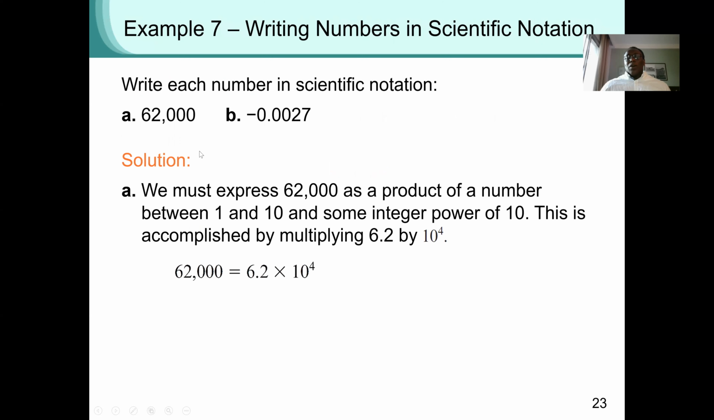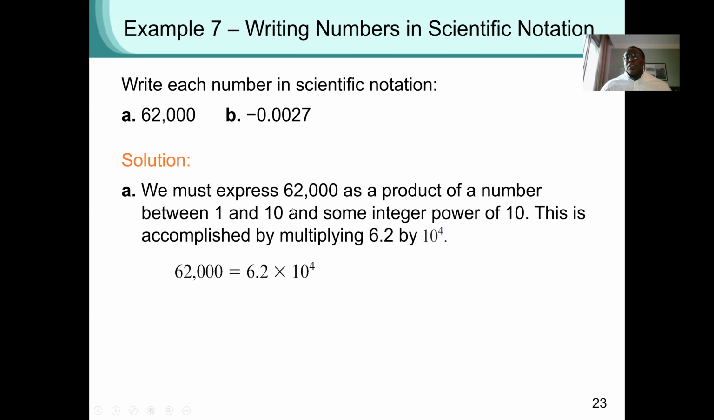So let's see one example. Here they say we should write each number in scientific notation. So I have 62,000. I'm going to count the decimal places. I know n should be 6.2 because it should be between 1 and less than 10. So I'll count the decimal places: 1, 2, 3, 4. So I have 4 decimal places. So my answer will be 6.2 times 10 to the power 4.